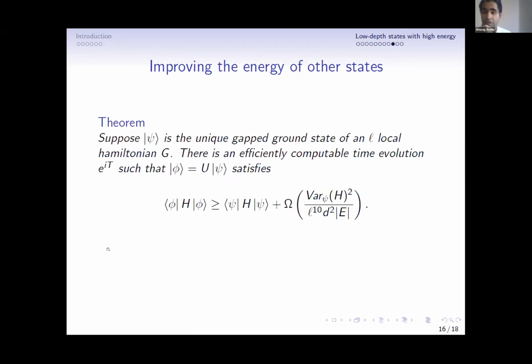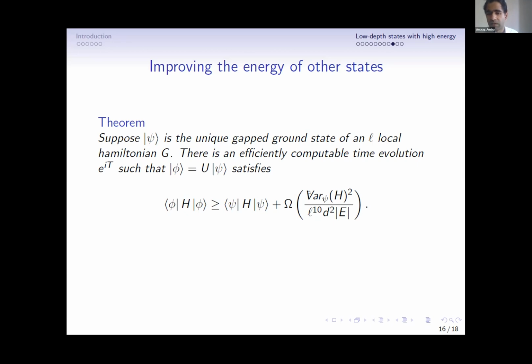And in fact, there's more to what I said. Product states are nice because they're the simplest states you start with. But in fact, there are other states out there, for example, ground states of local Hamiltonians, or low depth states themselves. For this class of states, we can in fact still make some improvement. So what we can show is that if psi is the gapped ground state of some other Hamiltonian G, then there is a circuit which roughly is a time evolution e to the it, such that if I apply the circuit U to my state psi to get phi, the energy improves.